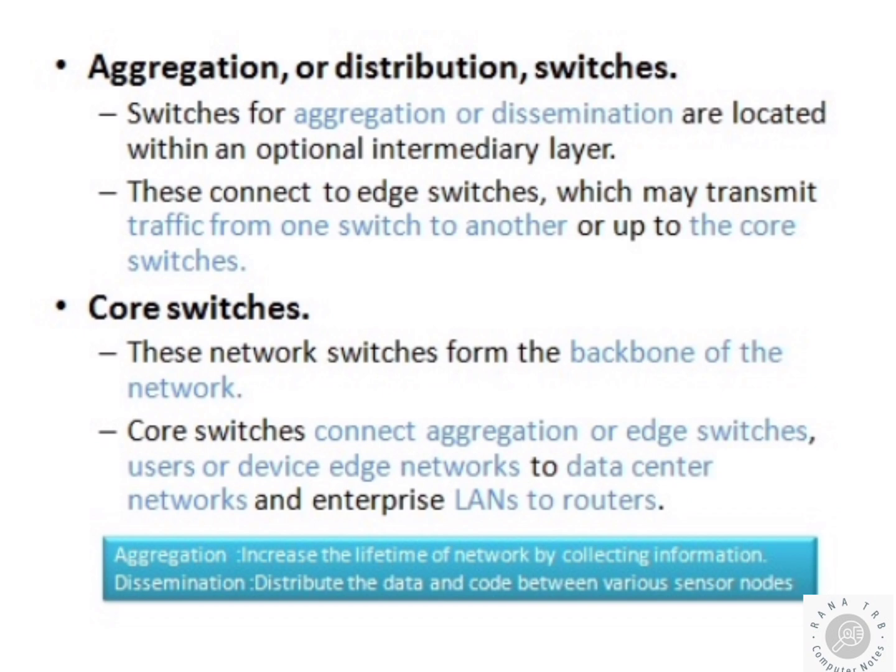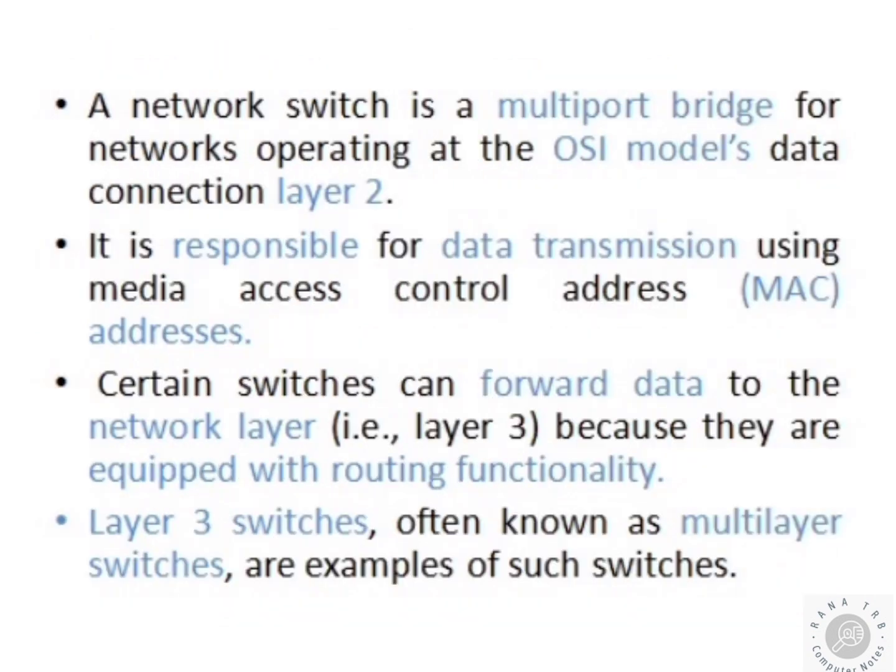Okay. Next one is the core switch, which is the backbone of the network. What is the function of this core switch? It will connect the aggregation or the edge switch or the user devices to the data center network, that is the enterprise LAN to the routers. So finally, a switch is a multi-port bridge. It is used in the data link layer of the OSI model, that is layer 2.